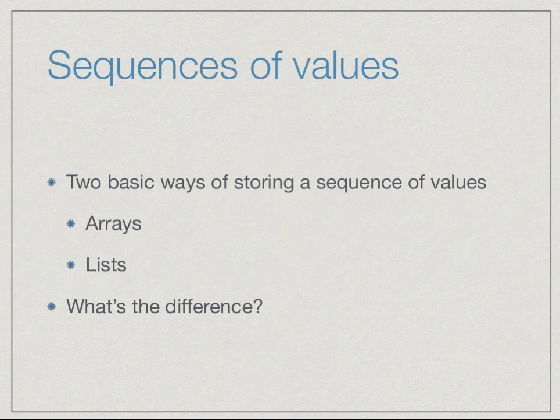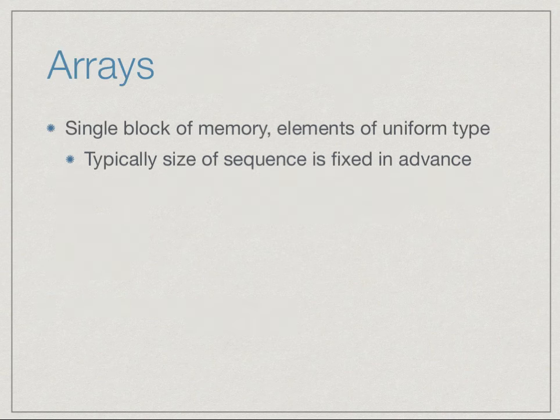We have seen several situations where we want to store a sequence of values. Now, it turns out that in a program or in a programming language implementation, there are two basic ways in which we can store such a sequence. These are normally called arrays and lists. So, let's look at the difference between arrays and lists.